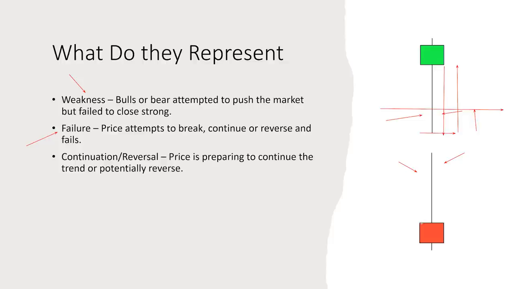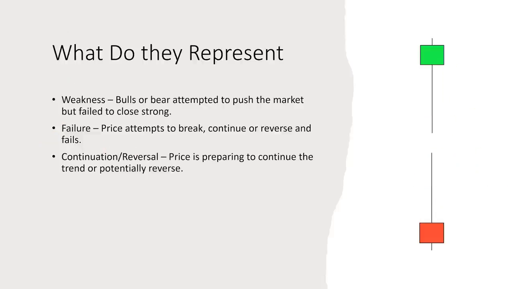The same here with this bearish candle. If this is our key level, at one point in time, this candle was bullish, attempted to break, close above. It could have been continuing or reversing, but failed with a huge wick rejection and closed below the level, which indicates to us a failure. The final thing this represents to us is a continuation or reversal, that price is preparing to continue the trend or potentially reverse.